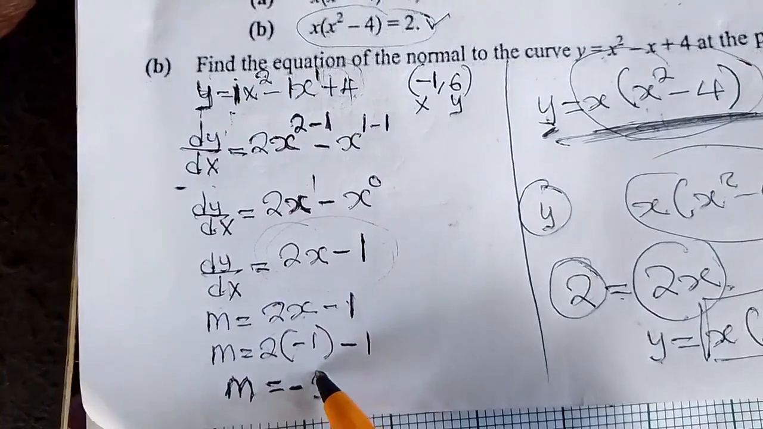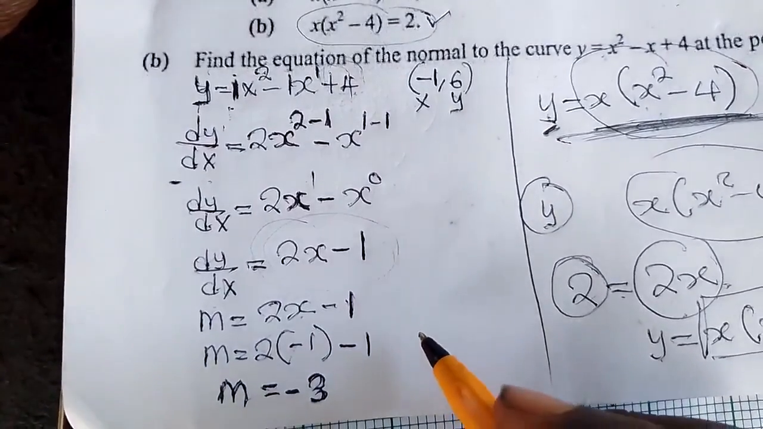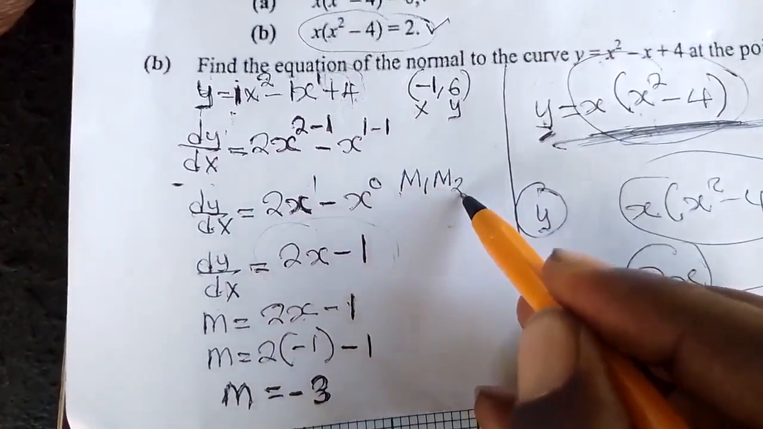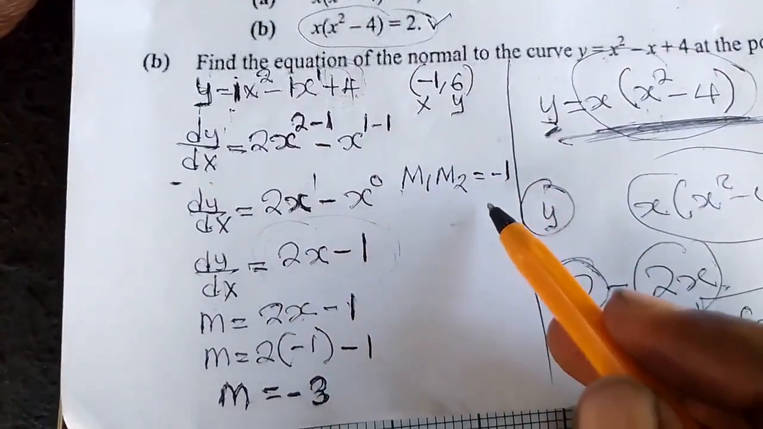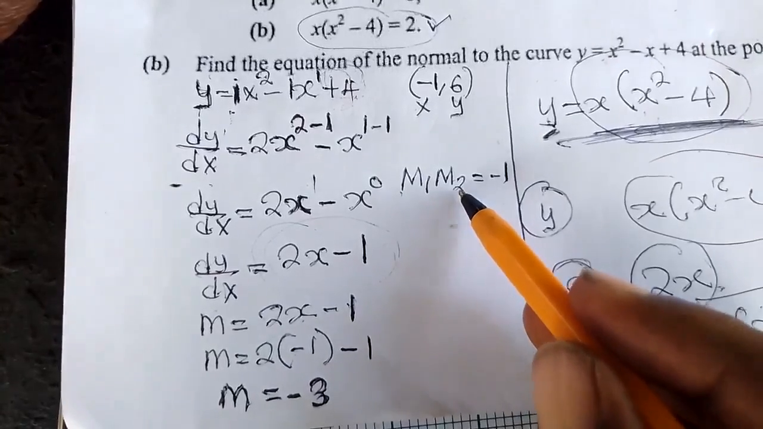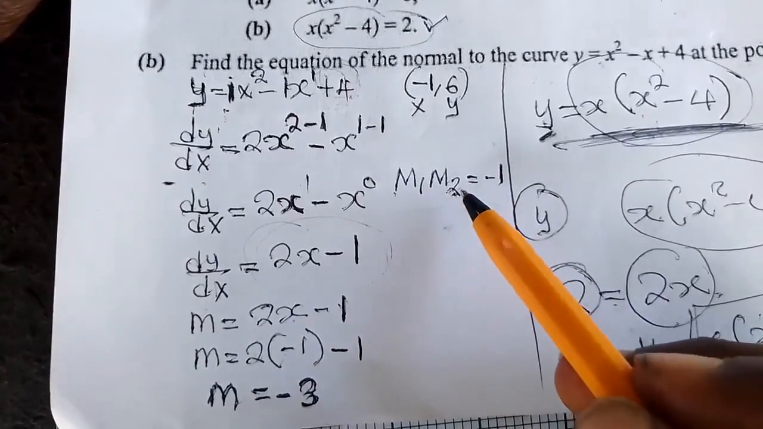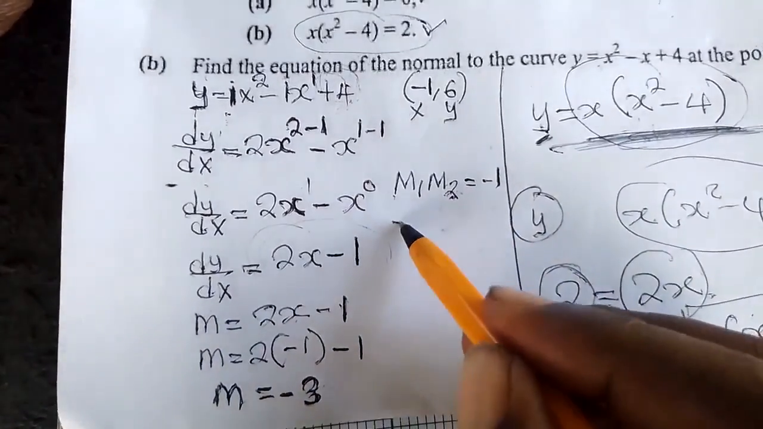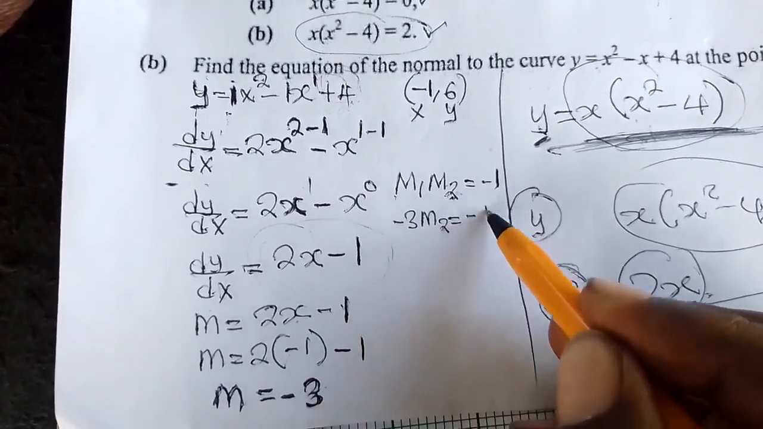So we want to find the equation of the normal. How do we do that? I'll just say m1 times m2 must be negative 1. I want to find m2, so my key interest is to find m2. m1 is the gradient here, negative 3, and m1 times m2 is equal to negative 1.